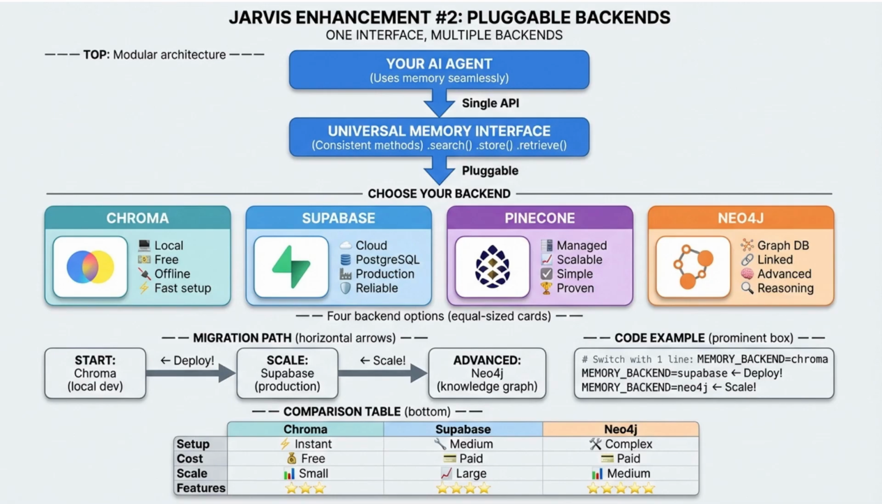JARVIS Enhancement 2. These are pluggable backends. OpenClaw hard-coded Pinecone as its backend storage. JARVIS designed a backend interface. We have started local with Chroma and SQLite. 0 configuration. Works offline. If you need production scale, you can migrate to something like Supabase with 1 environment variable. Now, do you want a knowledge graph? You can add Neo4j without rewriting anything. Your data stays intact. The backend adapts to your needs as your requirements grow over time.